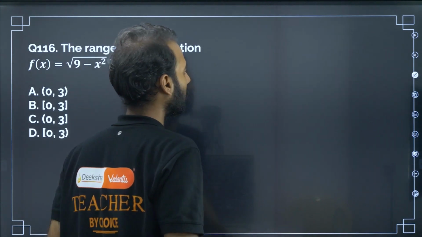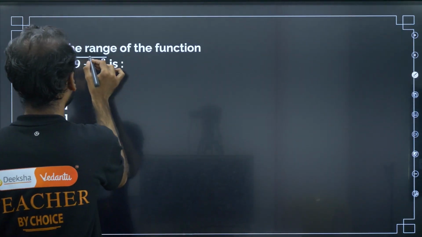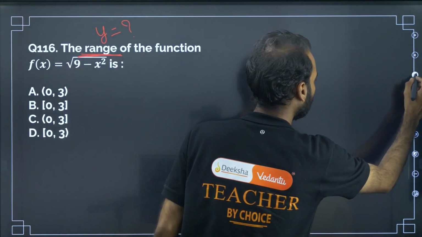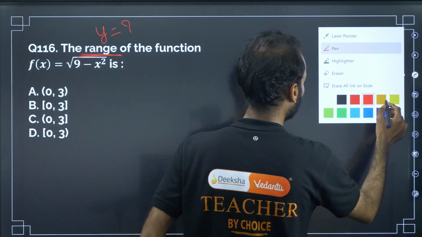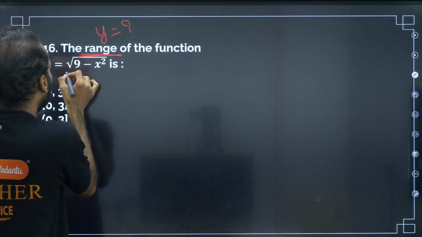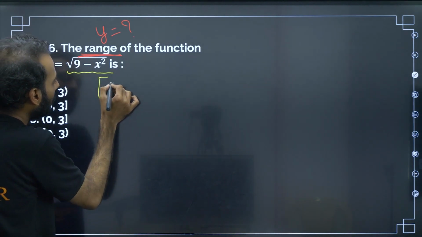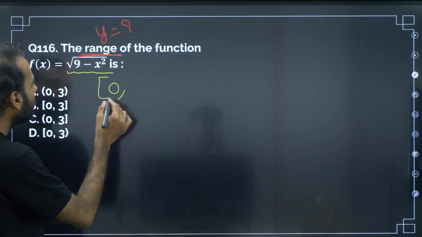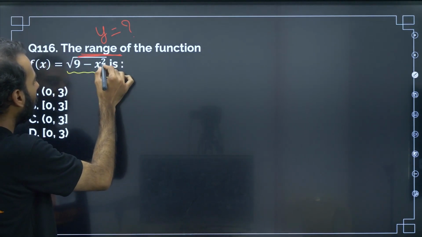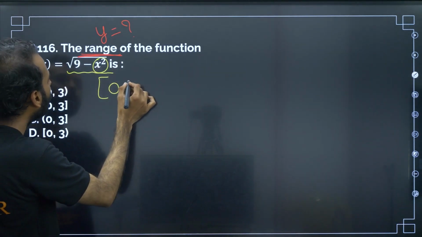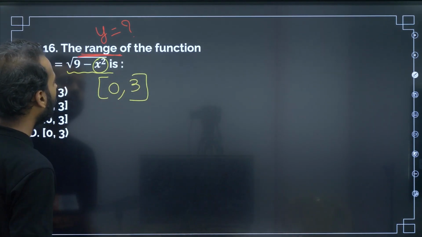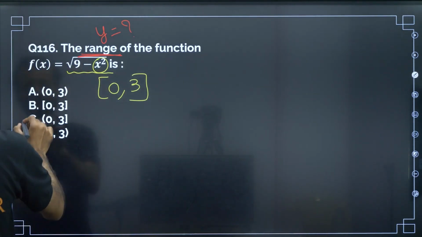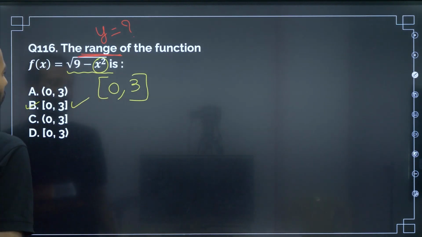Moving on to next, the range of the function. So they are talking about range. Range means y. They are asking y of the function. Now see here, it is a square root, so obviously it cannot be less than 0. At most, if I reduce this, I will reduce it to 0. So I am left with the range of the function as 0 to 3. 0 to 3 is the answer. Is there any option like this? B is the answer.